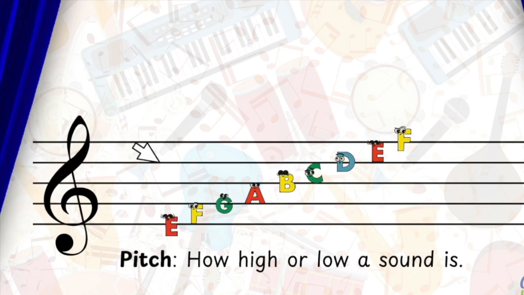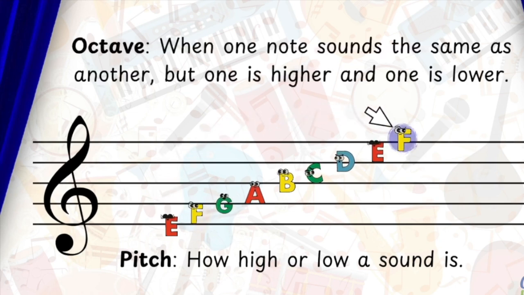Now on this staff we have 2 Fs, a low F and a high F. Let's listen to the difference. The lower F sounds like this, and the higher F, just from looking at the screen, you can see that the F at the top of the staff is higher. Although they sound the same, this one has a higher pitch.